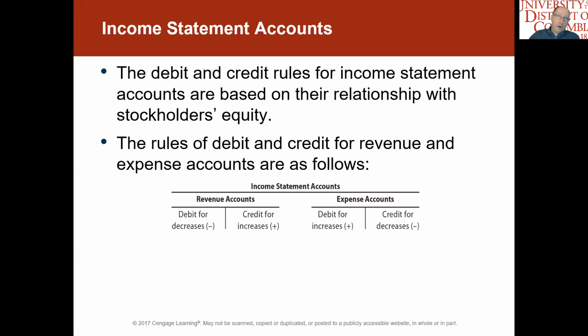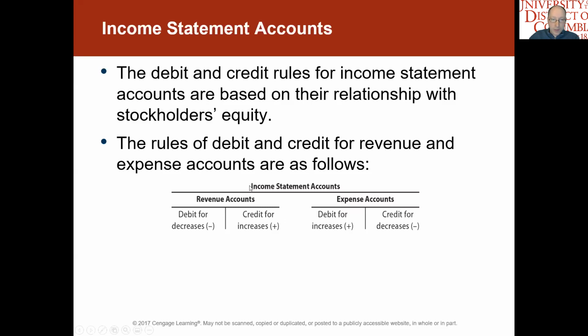Okay, let's take a look at our income statement accounts. As you know, the income statement has revenues and expenses. The debit and credit rules apply for the income statement based on the relationship with the stockholders' equity. Because as you know, at the end of the accounting cycle, we close out our temporary accounts, which are our revenues and our expenses, and those get closed out to the balance sheet under the stockholders' equity accounts. And of course, they follow the same concept for the stockholders' equity components.